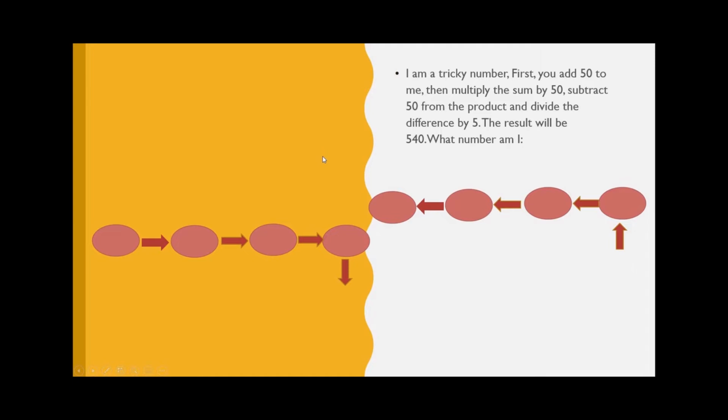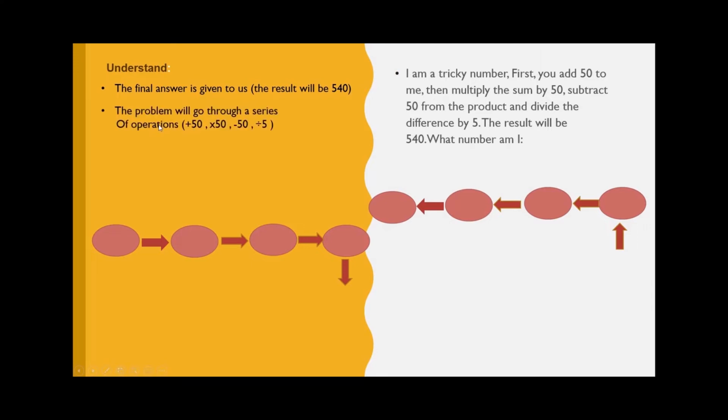We know that to solve this problem, we need to go through a series of operations. Look: add 50, multiply by 50, minus 50, divided by 5.